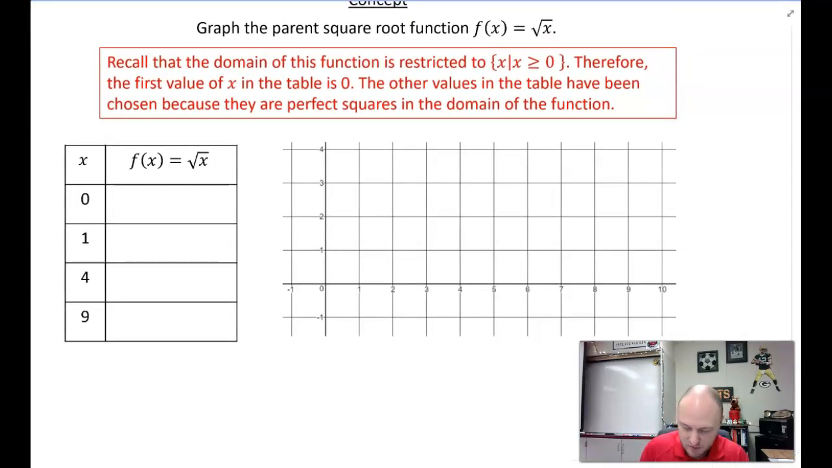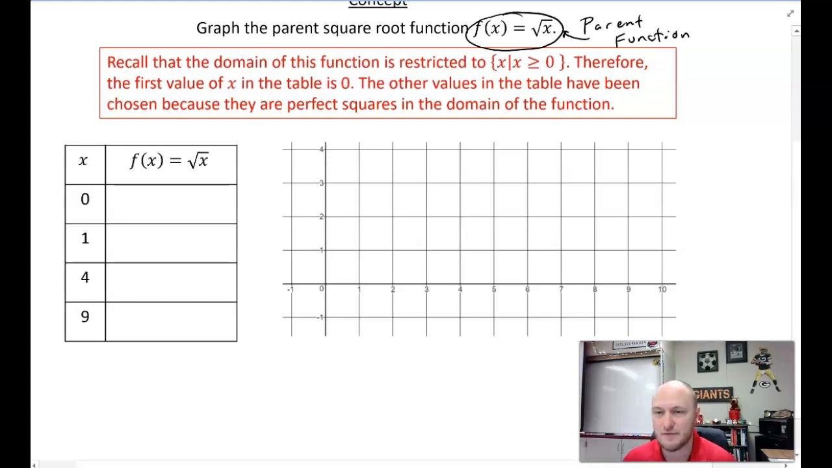So our parent function, please go ahead, circle this, and then write parent function. I want you to know what it looks like. So here's the parent function, square root of x, and we're going to graph it. Now, it's important to remember that the domain is restricted to values of 0 or greater, because if my value is negative for a square root function, I get imaginary values. Recall that the square root of -1 is equal to imaginary i, which we don't have in Math 3, okay?